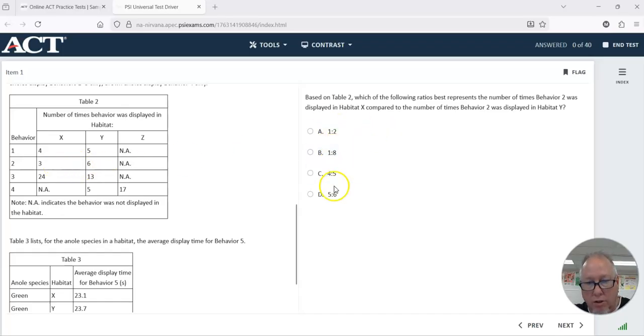So when I come over here to look at the answers that I can choose from, none of them say 3 to 6. But some math reasoning would say the ratio of 3 to 6 is exactly the same ratio as 1 to 2. So the correct answer for that question happens to be 1 to 2.